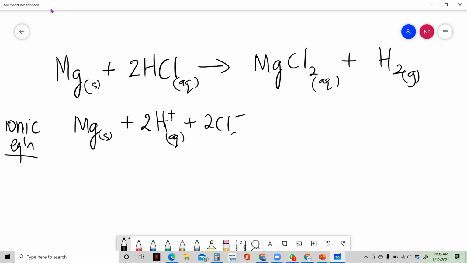So I'm writing out my overall ionic equation. This is aqueous. This is aqueous. Are we doing anything to hydrogen?